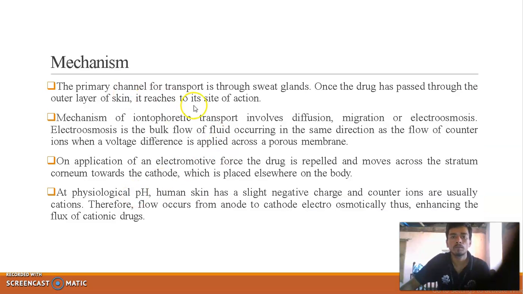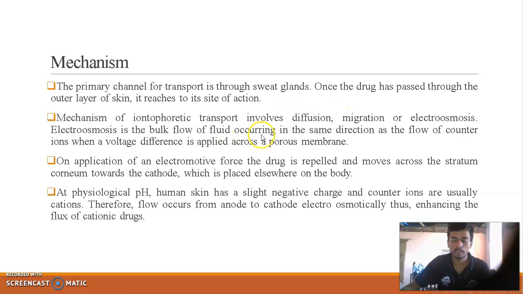Okay, coming to the mechanism. Primary channel transport is through sweat glands. Whenever we consider skin, the primary pathway is sweat glands. Whenever the ions cross the sweat glands, they reach the site of action, where the ions start working.